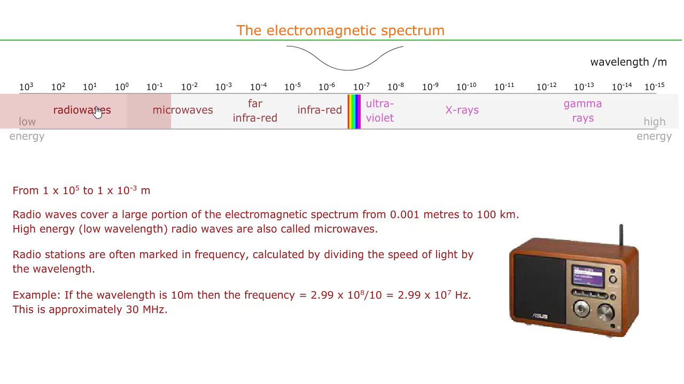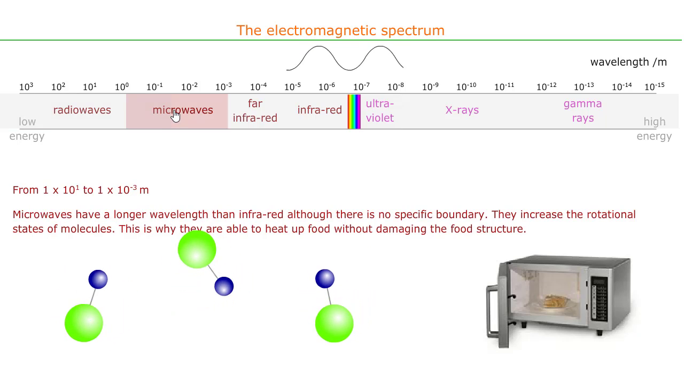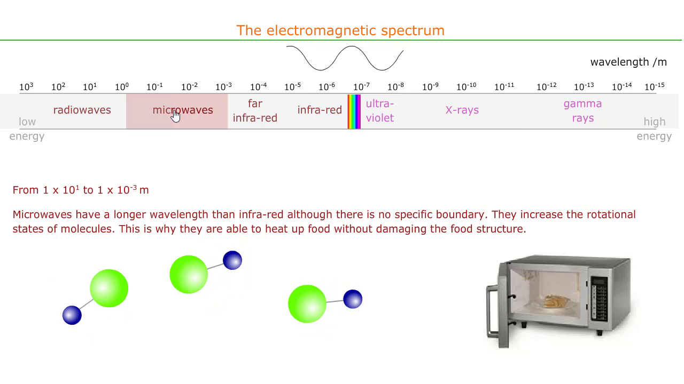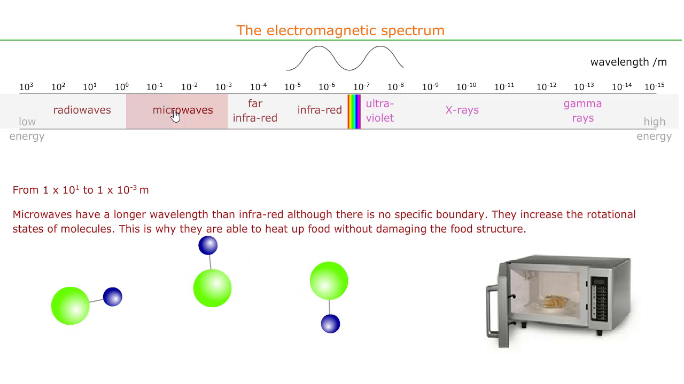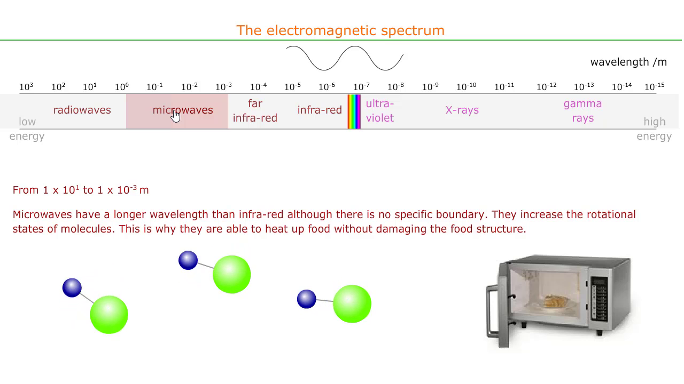With shorter wavelength than radio waves, we get to the microwave section. Now notice there's no specific point where radio waves change into microwaves. There's a kind of blurred region here. The microwave radiation frequencies go from around about a meter down to a thousandth of a meter, a millimeter. And microwaves, well, we know what they're used for.